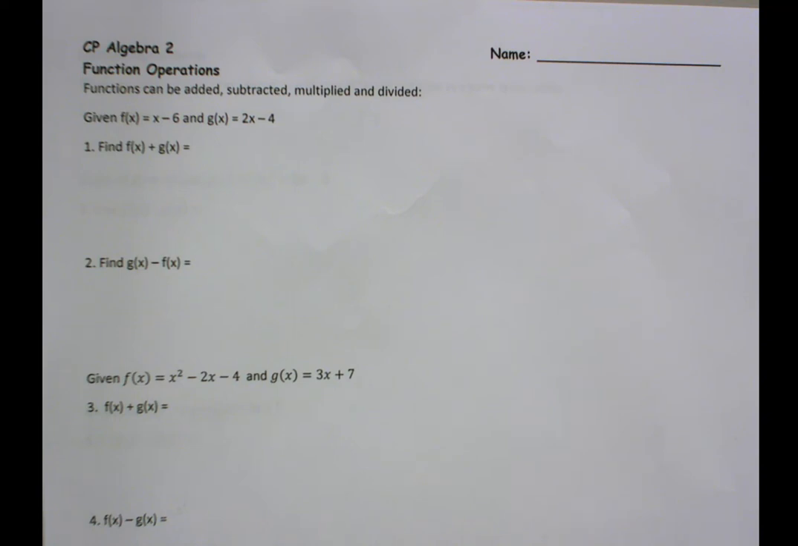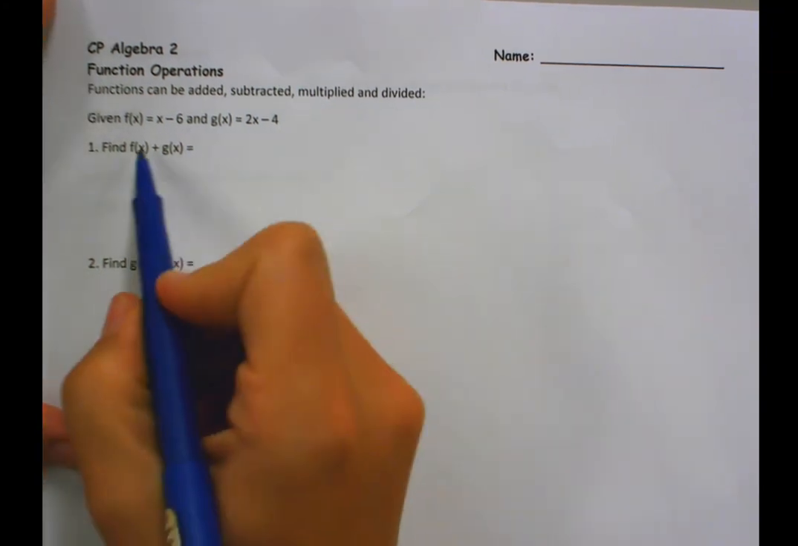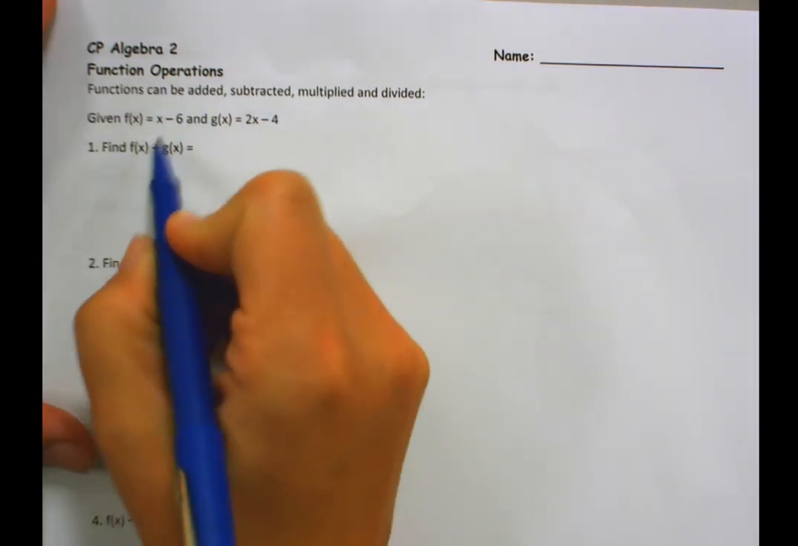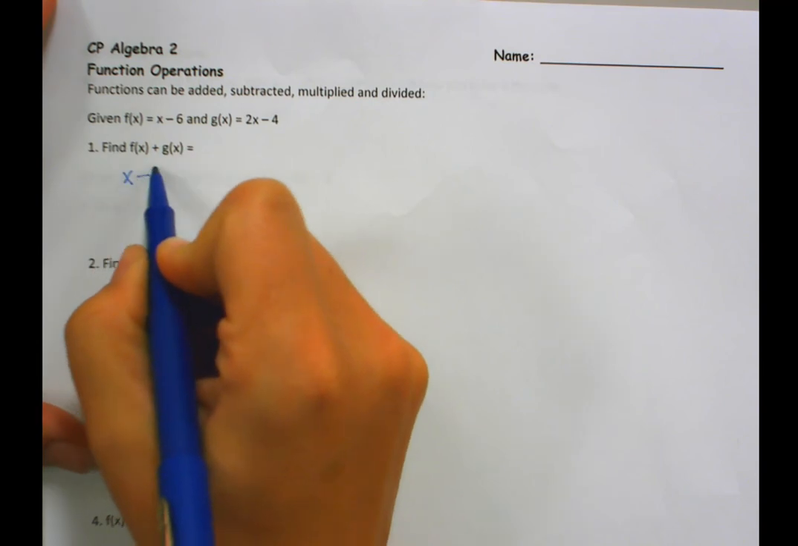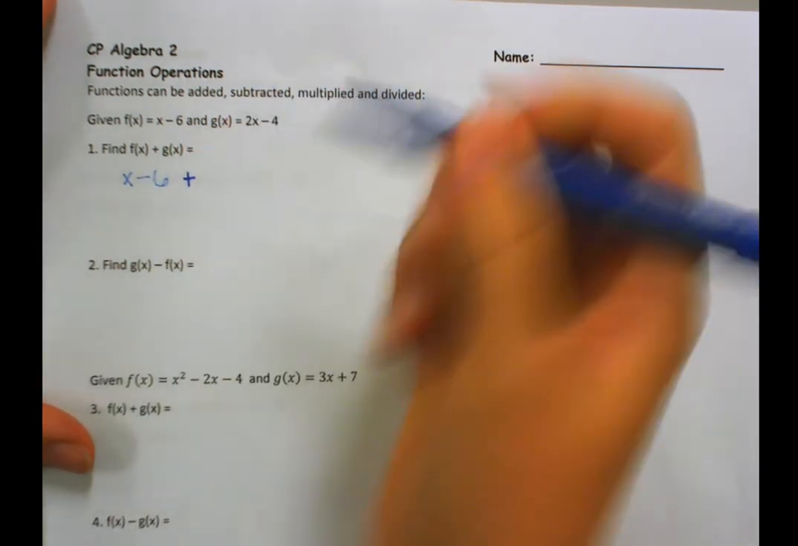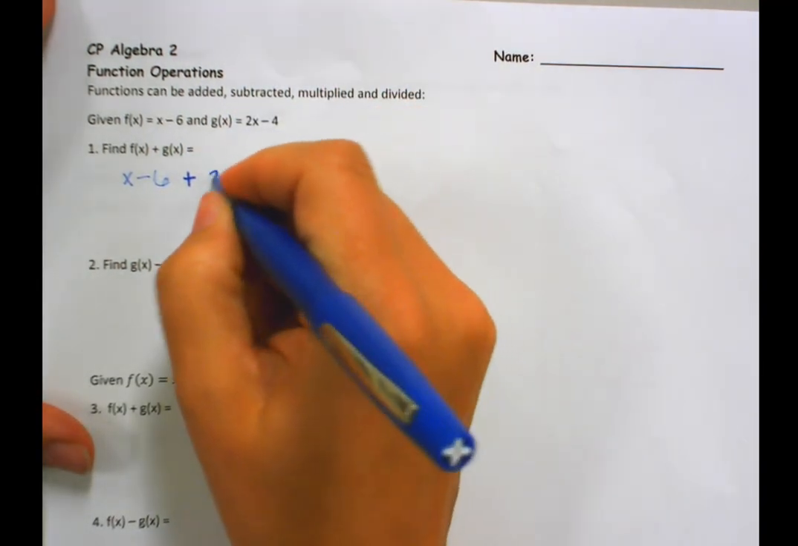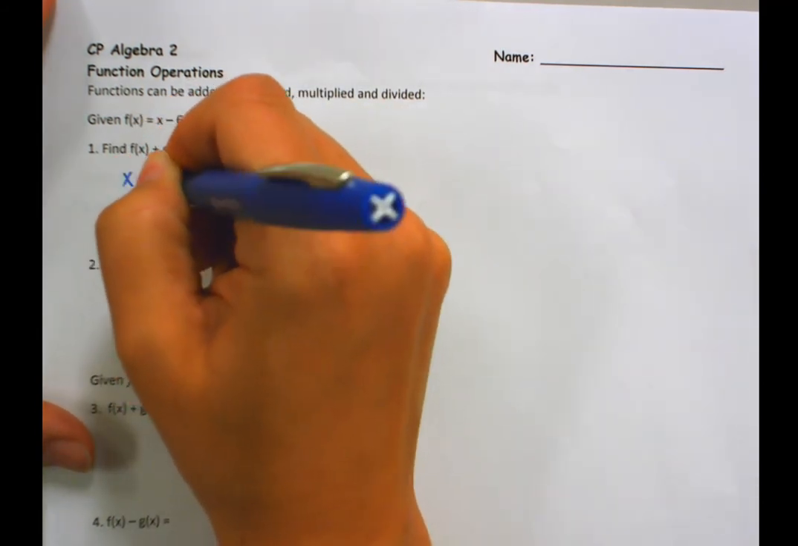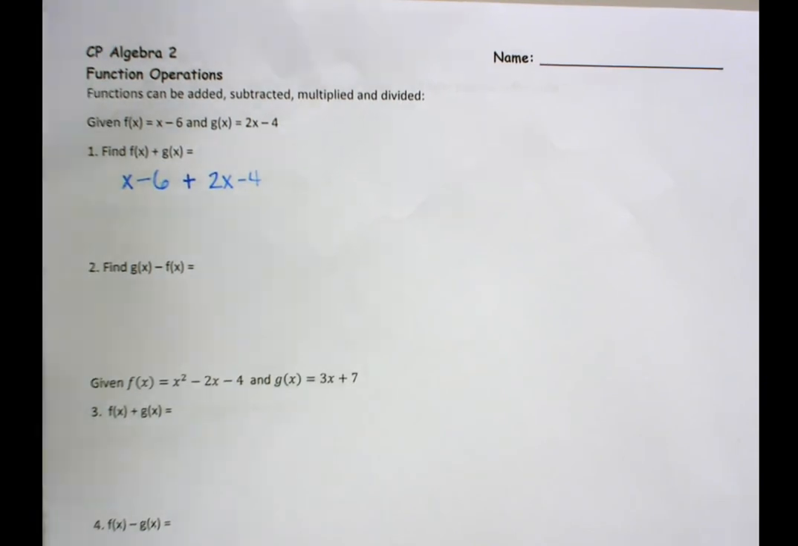So let's get started. Our first example says given f of x equals x minus 6 and g of x equals 2x minus 4, it wants me to find f of x plus g of x. So I am just going to replace my f of x with the function that I have. Instead of writing f of x, I'll write x minus 6, and then I'll add g of x to that, which is 2x minus 4. And then really with addition, once I've written it here, I don't have to do much more than that. I'm just going to combine like terms to simplify it.